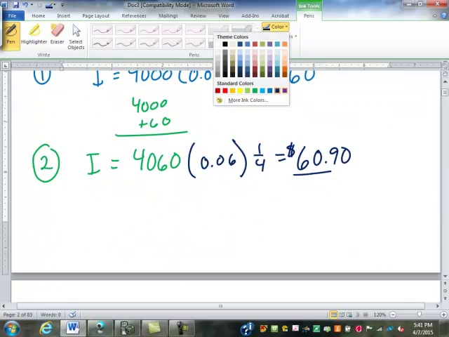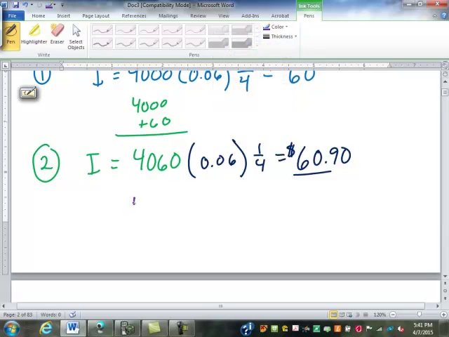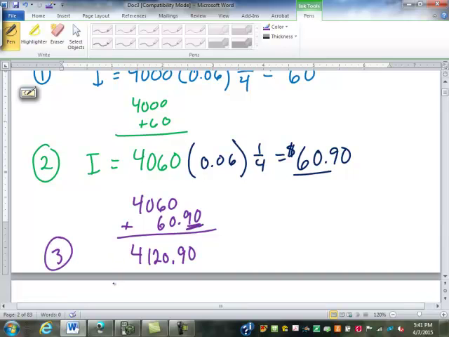$60.90. So what that means is at the end of quarter 2, we've got the $4,060 plus another $60.90. Now you can see here the amount of interest already went up by 90 cents. We add that on, that's $4,120.90 is the balance to start quarter 3.